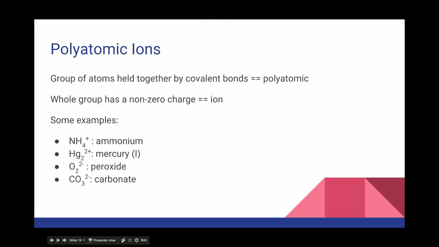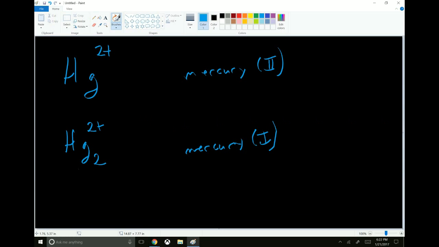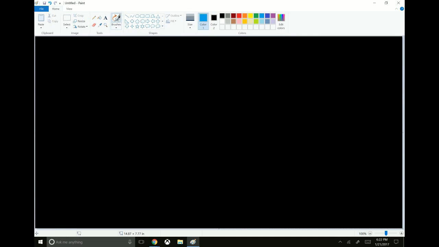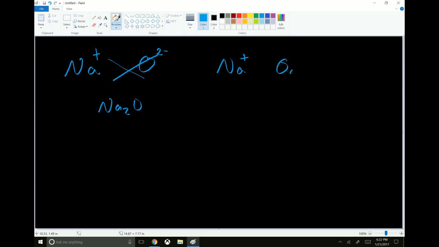If it's O2 2-, then it's a peroxide. Okay. And you need to be careful about peroxides because they can mess you up. And I will always strive to make it perfectly clear whether something is an oxide or a peroxide. Okay, so if you combine sodium with oxygen, you bring the charges down and you end up with Na2O, sodium oxide. But if you combine sodium with the peroxide, then you bring the charges down and you get Na2O2.